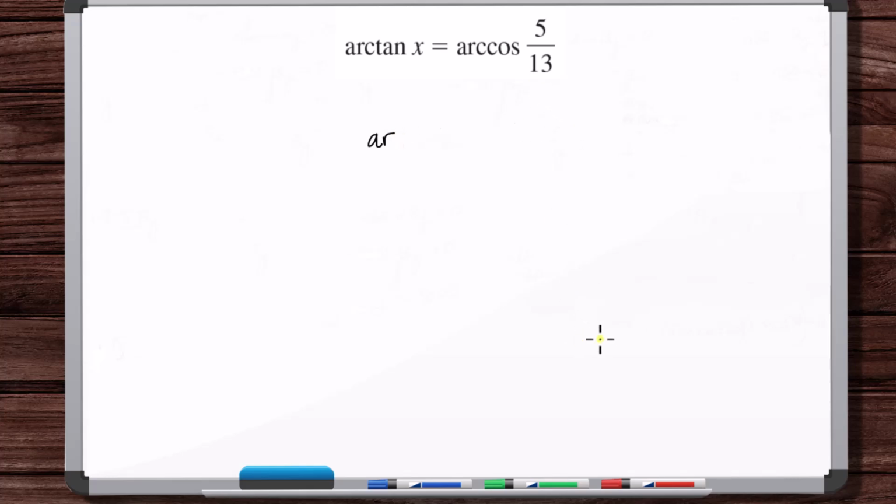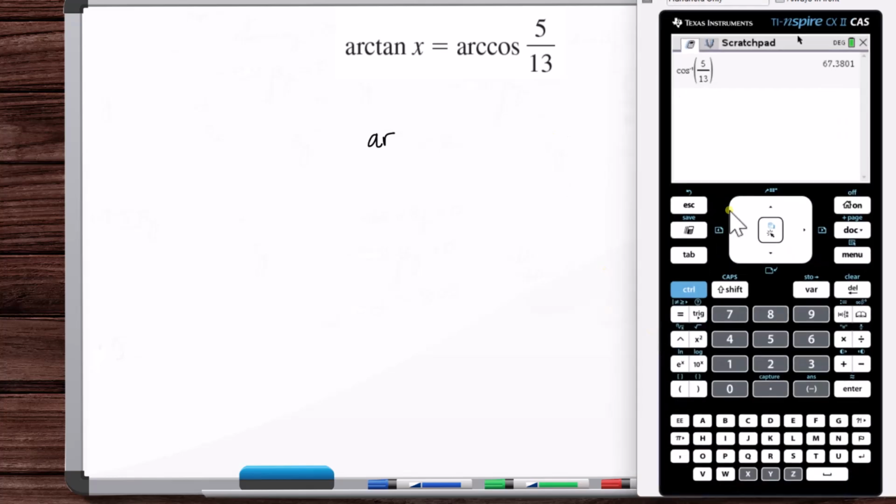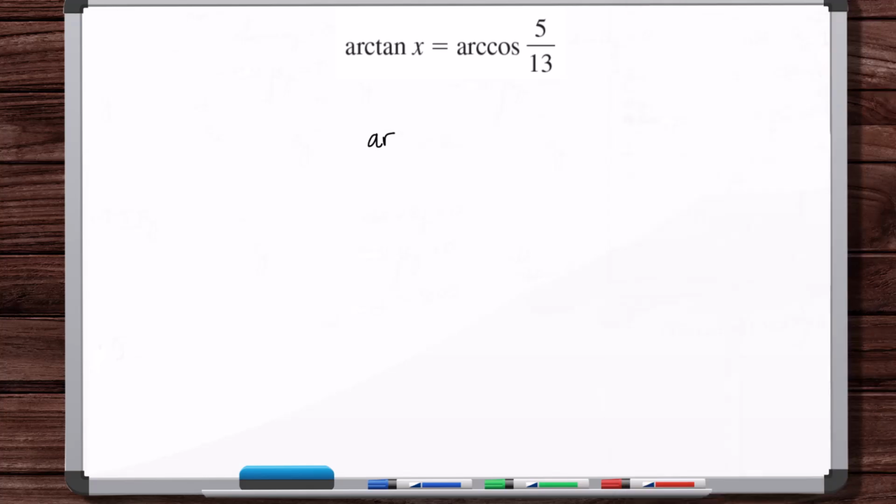And that's it. The range of the arc cosine is 0 to 180 degrees. It's in the first quadrant because it's positive, so that is the one and only answer to this. What's on the right side?